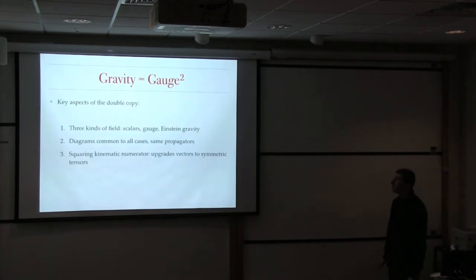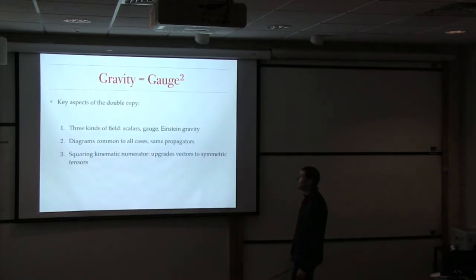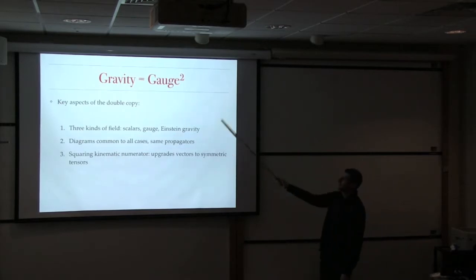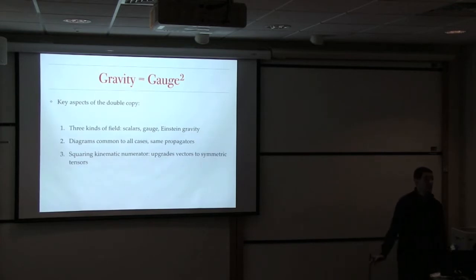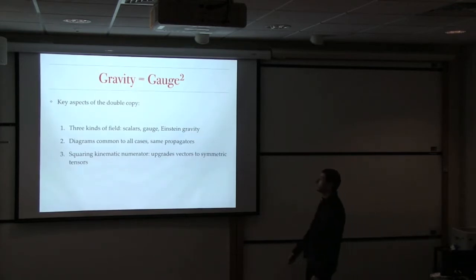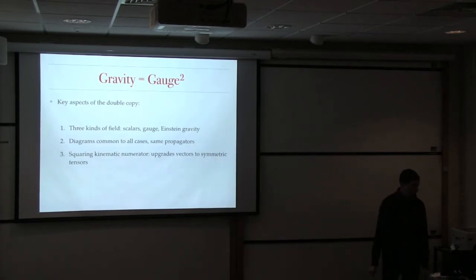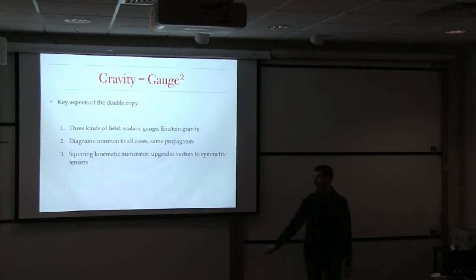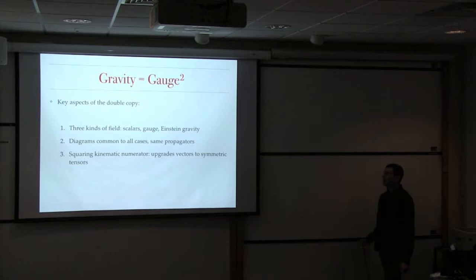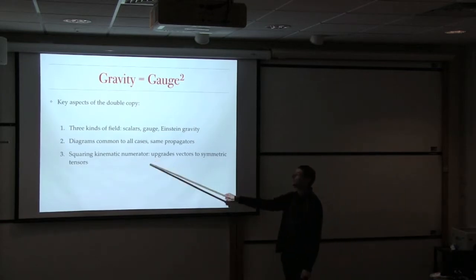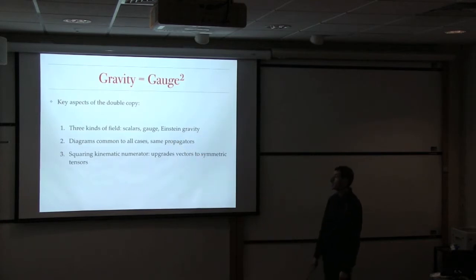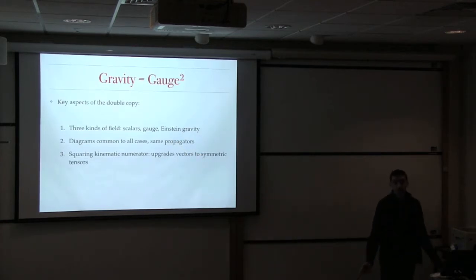Okay, well, let me summarize a little bit the key aspects of this double copy. Firstly, there are three kinds of fields in the game. There are the scalar fields, vector bosons, and then the gravitational. The diagrams are always the same. It's always the same cubic diagrams. The propagators are always the same. Squaring the kinematic numerator upgrades vectors to symmetric tensors just simply by performing an algorithm.